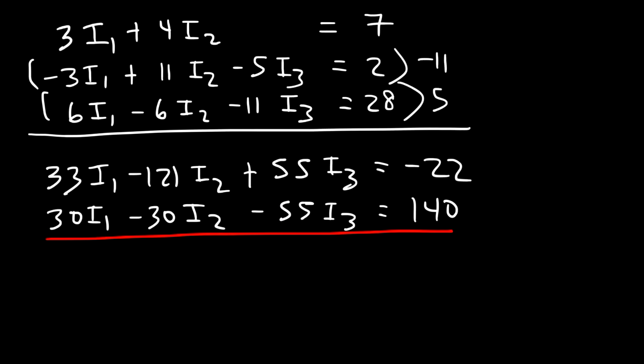Now we could cancel these two terms. 33 plus 30 is 63. And negative 121 plus negative 30, that's negative 151 times I2.